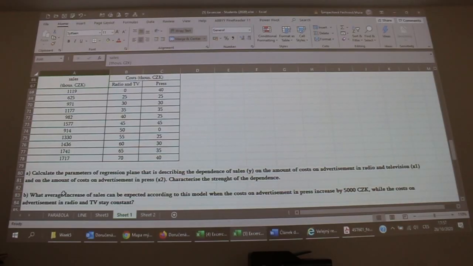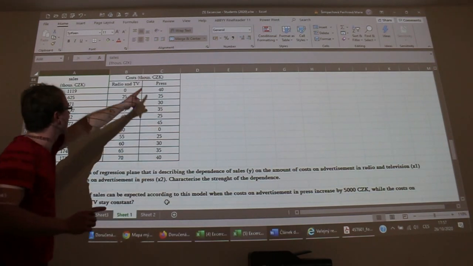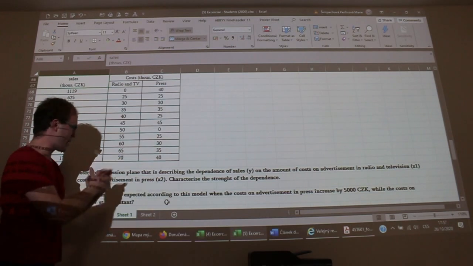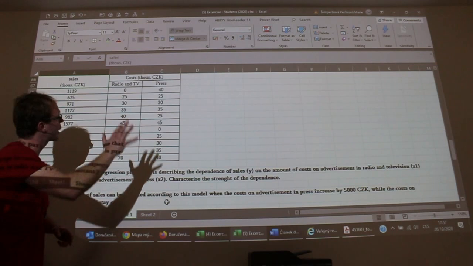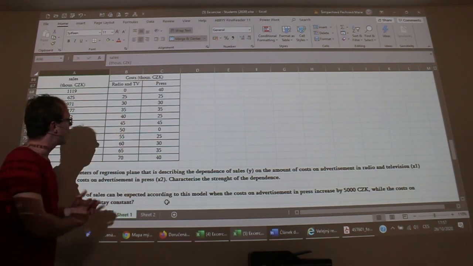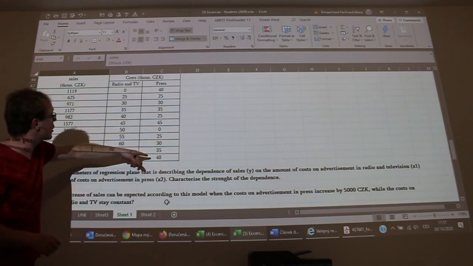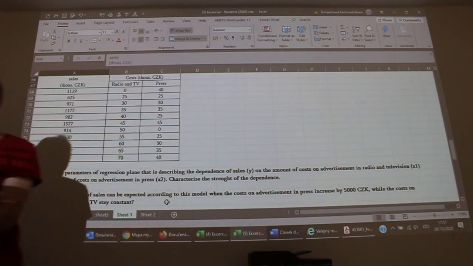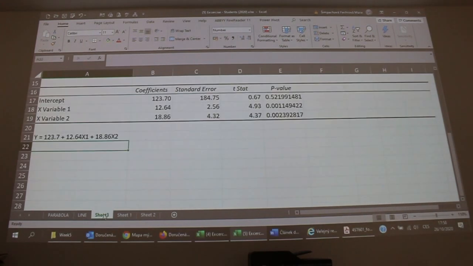What average increase of sales can be expected according to this model when the costs on advertisement in press increase by 5,000 Czech crowns while the costs on advertisement in radio and television stay constant? It's absolutely necessary to know that press is variable x2, and the increase is 5,000 Czech crowns, but this is in thousands, so the result is 5 times the coefficient of variable x2, so please use your model here, and the result is 5 times this coefficient, because the costs on advertisement in radio and television are constant, doesn't change.